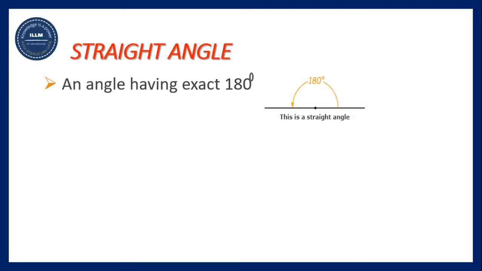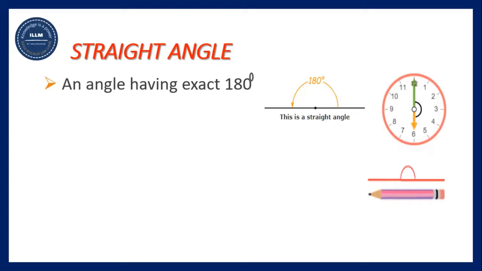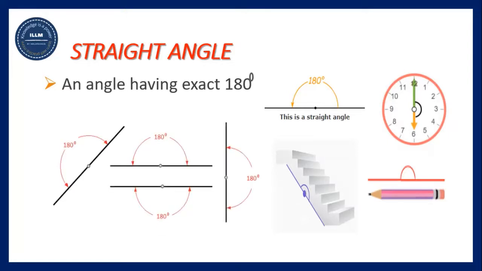Now you can see here, this is a straight angle, which is half of a circle. Here in this clock, you can also see a straight angle of exact 180 degree. This pencil is also showing exact 180 degree, means a straight angle. These stairs are also showing 180 degree, and this is also called right angle. Now I have shown here different straight angles and all are having exact 180 degree.